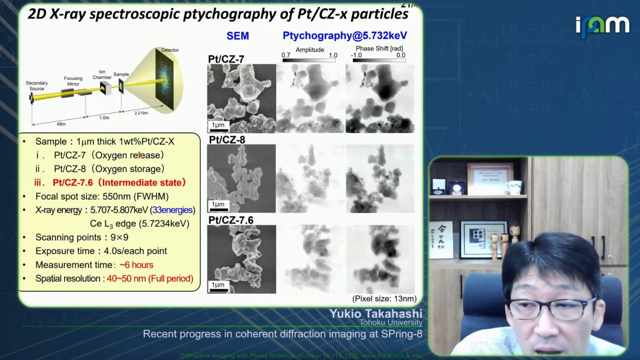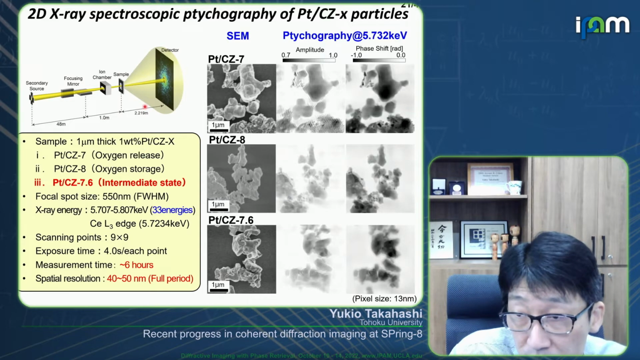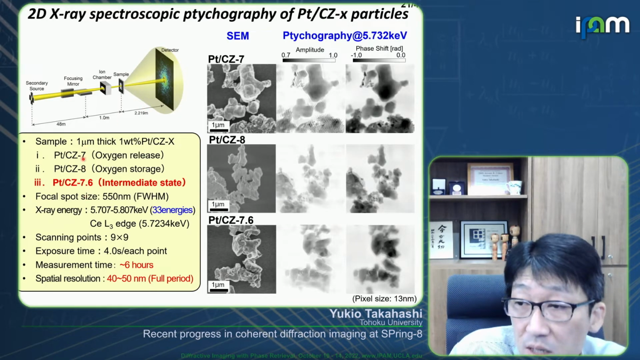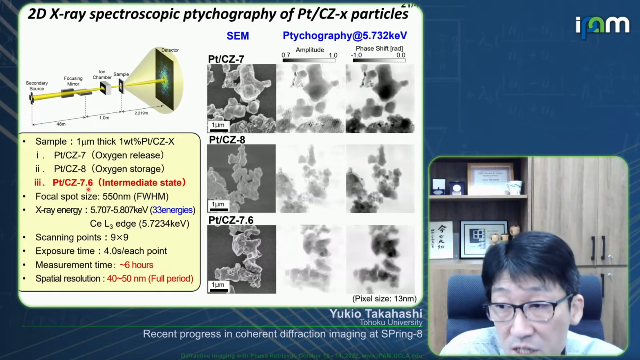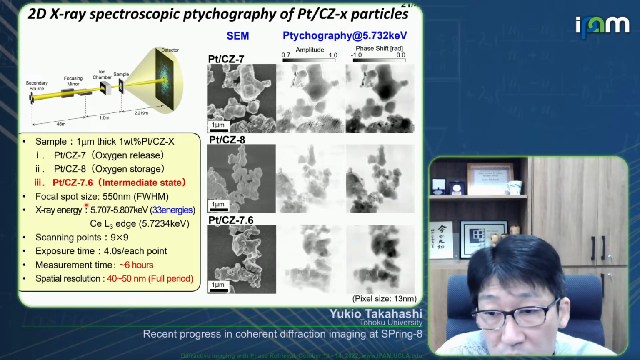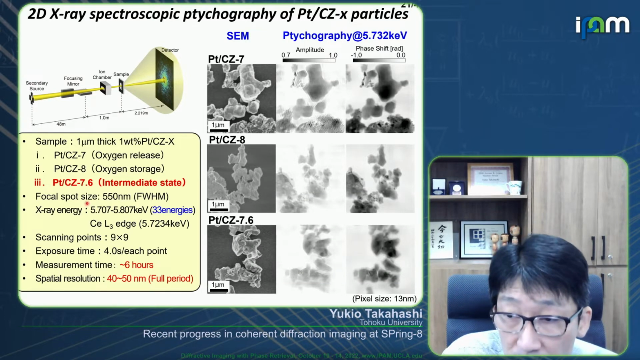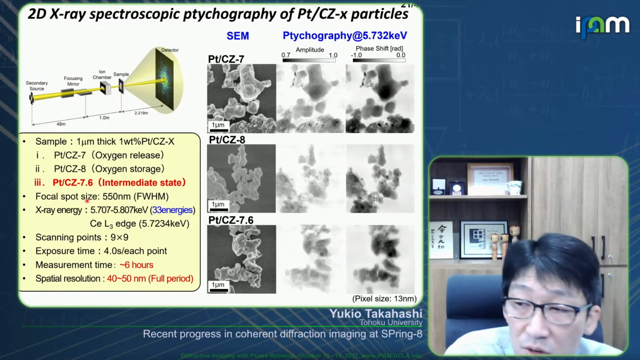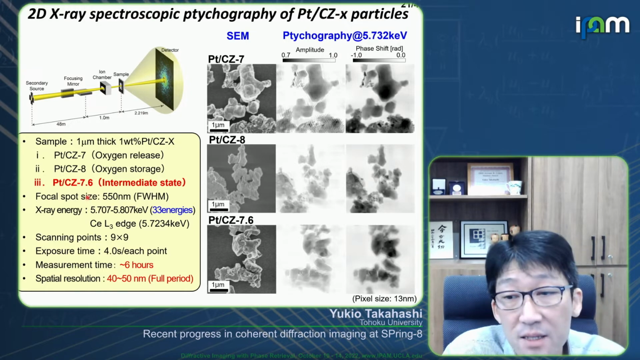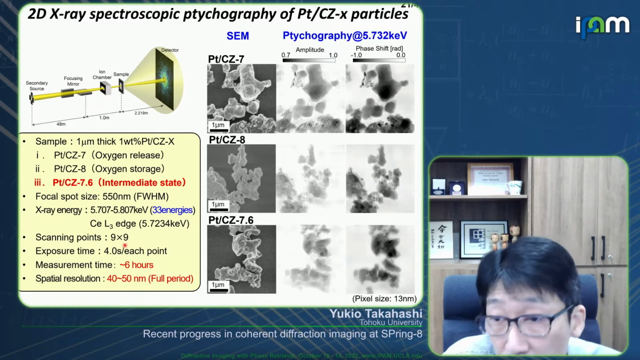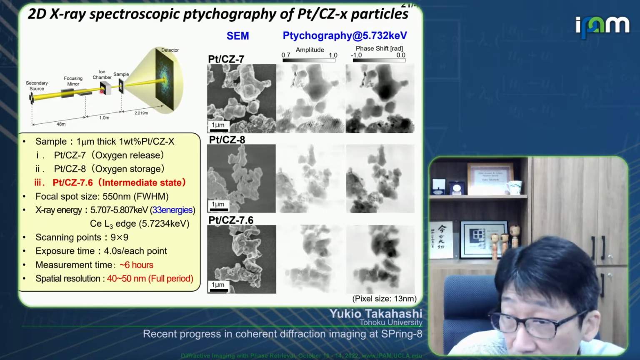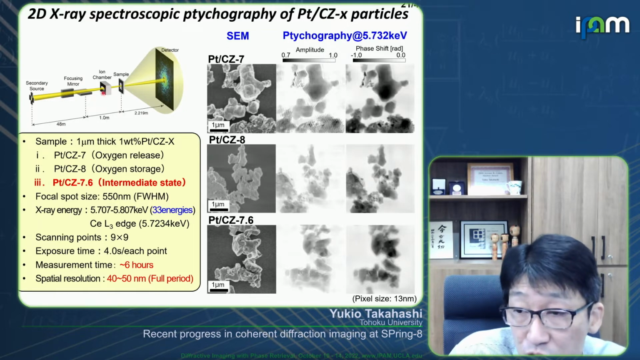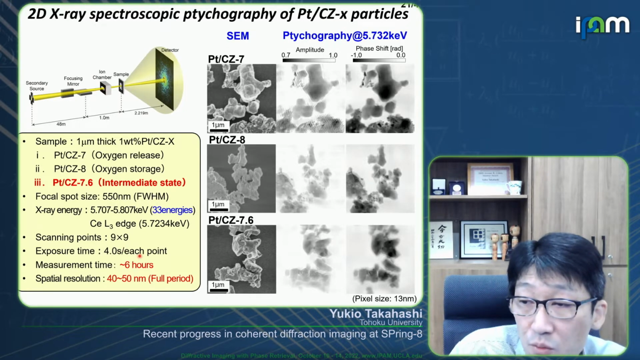So we prepared 3 kinds of CZ particles, CZ7, CZ8 and CZ7.6. CZ7 is the oxygen release state. CZ8 is the oxygen storage state. CZ7.6 is the intermediate state of storage. That is the most important sample of this experiment. So we measured ptychography diffraction patterns at 33 energies across the cerium L3 absorption edge, and simultaneously monitored the incident X-ray intensity by using an ion chamber. It takes 6 hours for each sample.